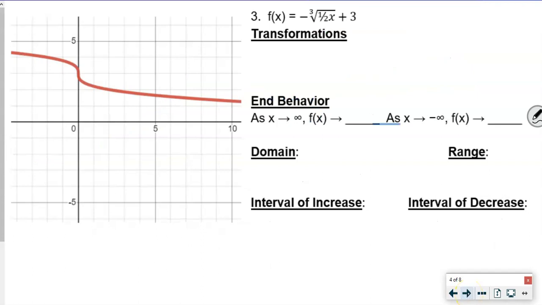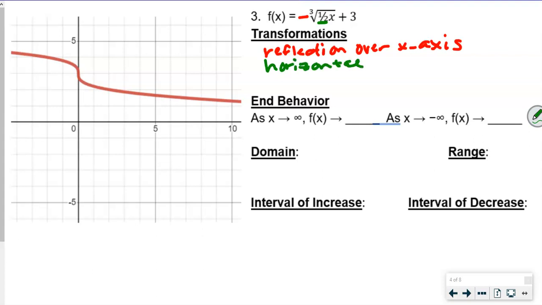All right, transformations here. Now this is a cube root graph, right? So on this one again, we've got this negative out front, so that's still a reflection over the x-axis. All right, now let's talk about that 1/2. Remember, if this is under the radical, when we pull that number, we're going to invert it. We're going to write the reciprocal of it. So this is going to be a horizontal, and it's going to be 2, right? So it's going to be a horizontal stretch by a factor of 2. Okay, and then what does that +3 tell us right here, guys? This +3. 3 up, right?